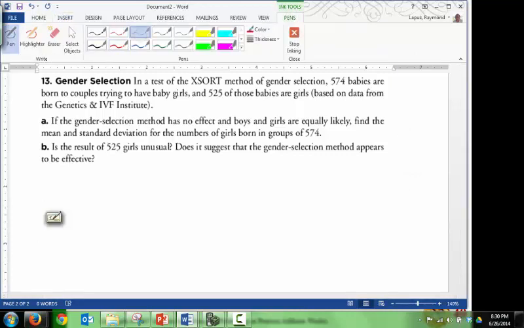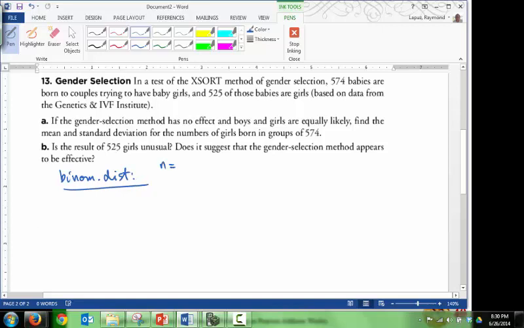So imagine this as a binomial distribution scenario, and we'll show that by taking a look at the fixed number of trials. What is our fixed number of trials? 574. So we have 574 babies being born. Now, for each of these couples, we'll assume that the trials are independent, that the baby being born from one couple has nothing to do with the baby being born from another couple. That makes sense.